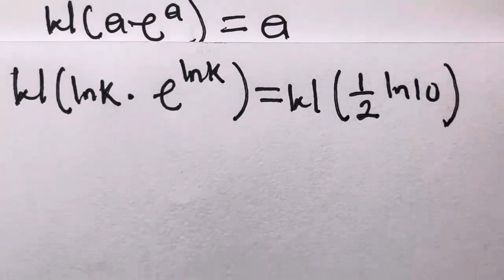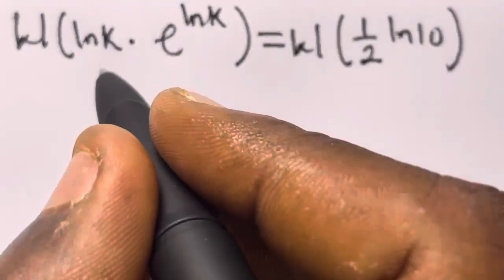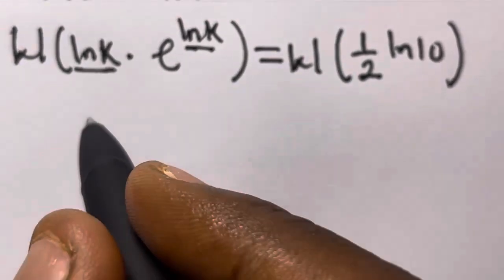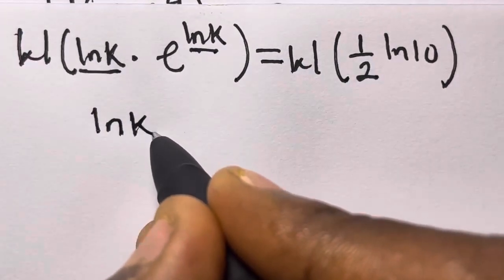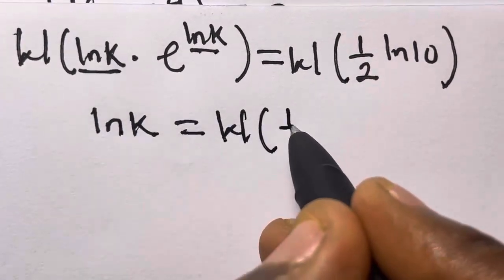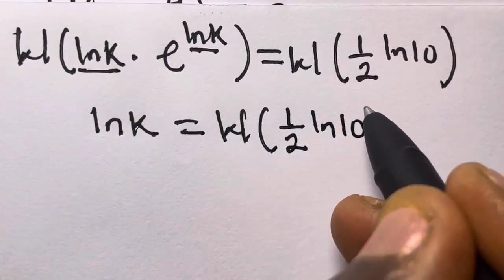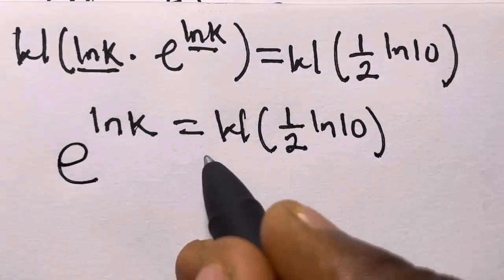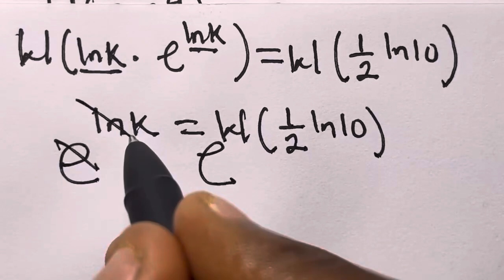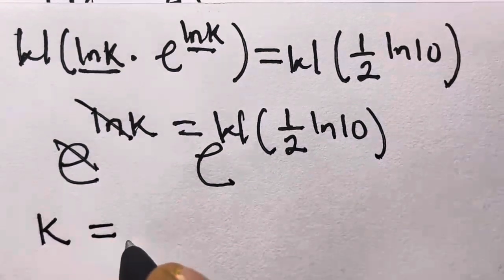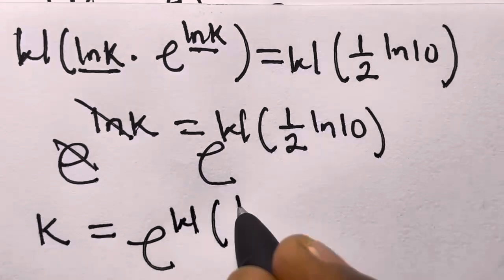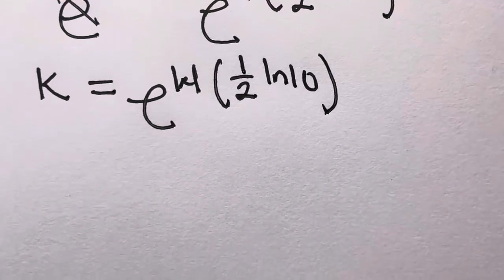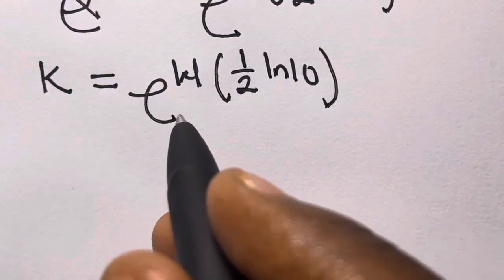So from here we see that the Lambert function of this product gives us ln k. So we have ln k equals the Lambert function of 1 divided by 2 ln 10. Here we introduce exponential to both sides, and we cancel this, so we have k equals exponential of the Lambert function of 1 divided by 2 ln 10. I hope you are following.